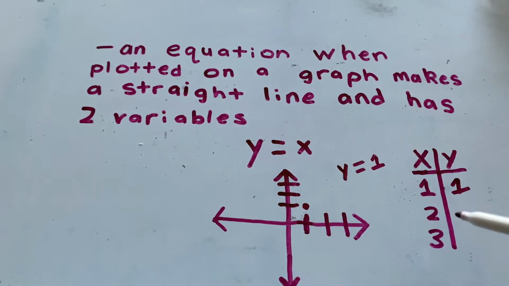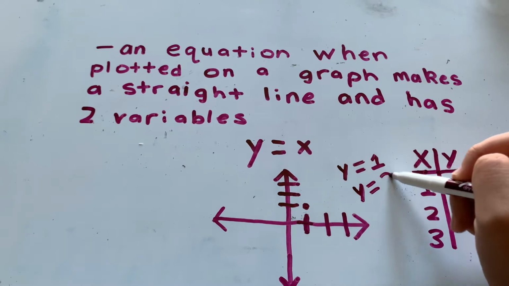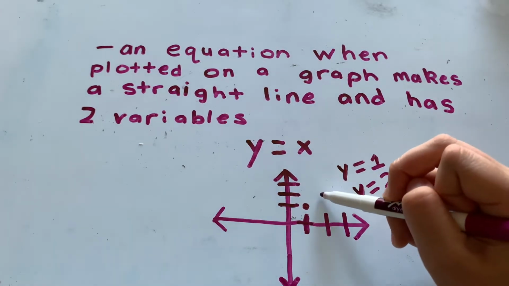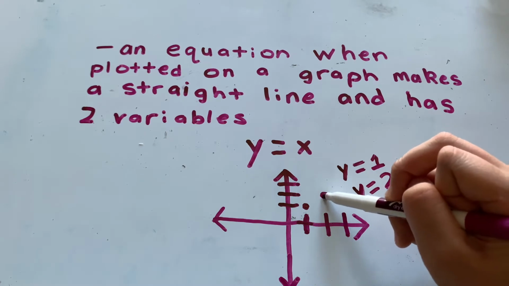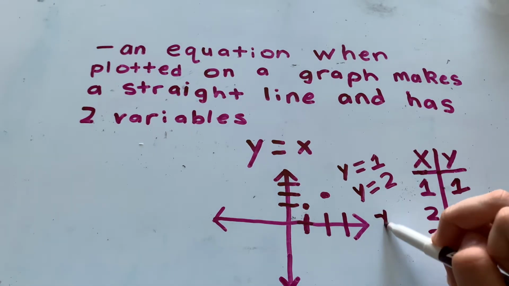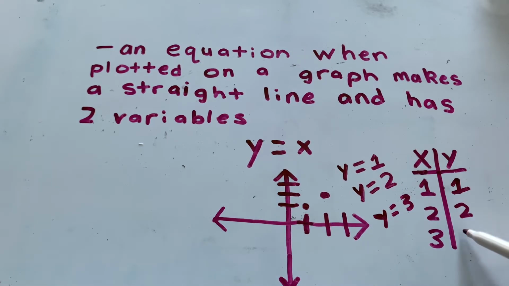Next, we'll plug in x equals 2, so y would then equal 2. Put it right there on the table. Plot it on the graph, 2 comma 2. And then lastly, we're going to plug in 3 for x. So y equals 3, and then it'll be 3 comma 3.